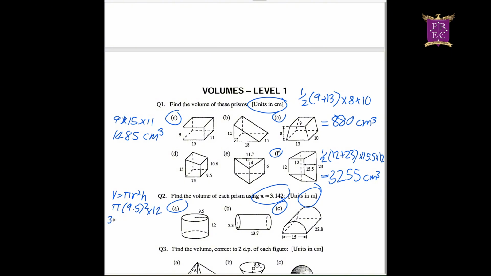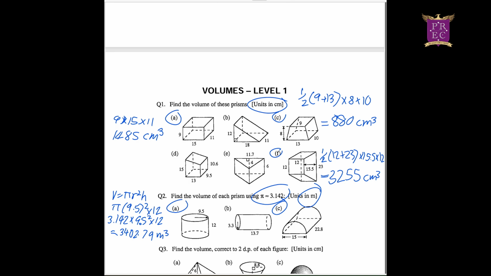So we do 3.142 times 9.5 to the power of 2 times 12. I want you guys to put this in the calculator and see what you get. I got 3,402.79 cubic meters. Remember the units that they use.